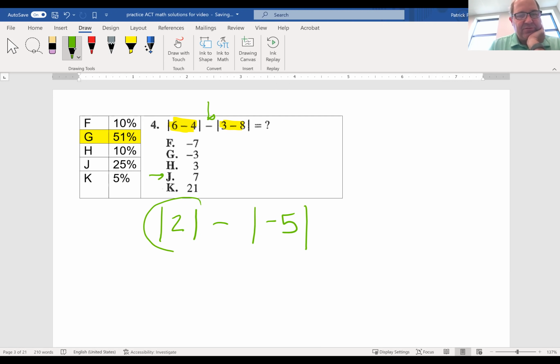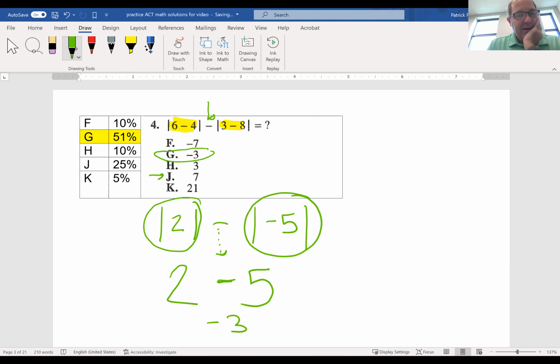Now, the absolute value of 2 is 2. Bring down our subtraction sign. The absolute value of negative 5 is 5. 2 minus 5 is negative 3, which would be the correct answer. I'm thinking people chose J. They thought those two minuses kind of canceled each other out.